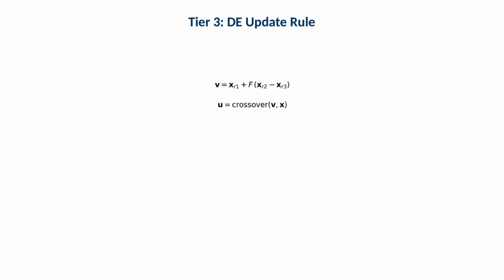This slide shows the update pattern in differential evolution. You create a trial candidate by combining existing population members using a difference vector and a scaling factor, then apply crossover. Operationally, think of this as structured variation. The algorithm generates new assignment tendencies that are not random noise, but directional moves guided by differences between good solutions.